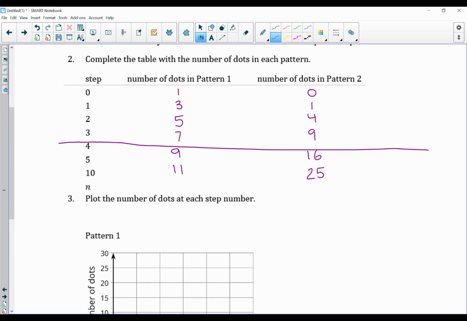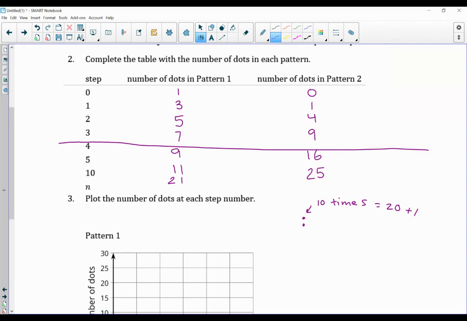So then it's like, okay, well, how do we get all the way to 10? Well, we know that it's going to be 10 rows of these 2 dots. We know that it's going to happen 10 times, which is equal to 20. And then we just have to add that extra 1. So for 10, it's going to give us 21.